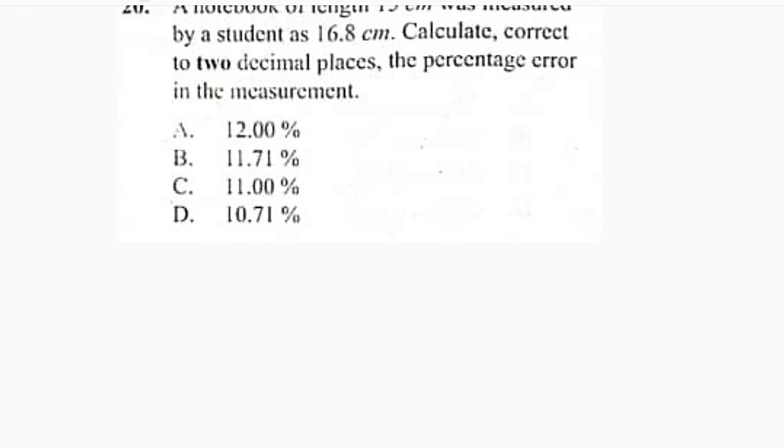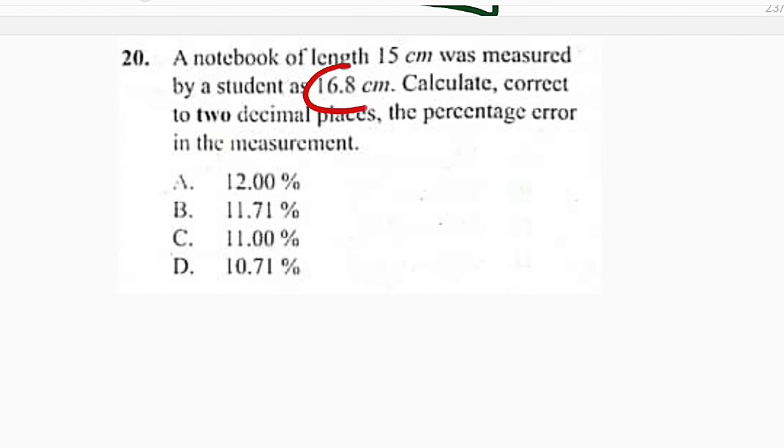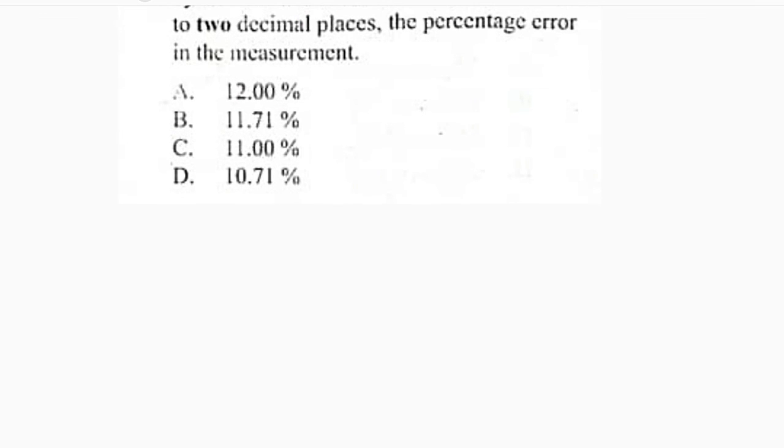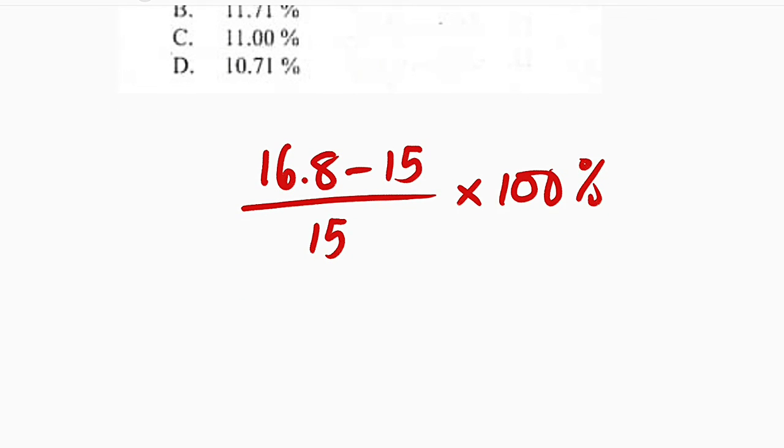Okay, the formula is what? Absolute error divided by the actual measure multiplied by 100%. Absolute error means what? We should take the difference between the measurements. So I will take 16.8 minus the actual measure, which is 15, divided by the actual measure multiplied by 100%. If you subtract at the top, you have 1.8 divided by 15 multiplied by 100%.